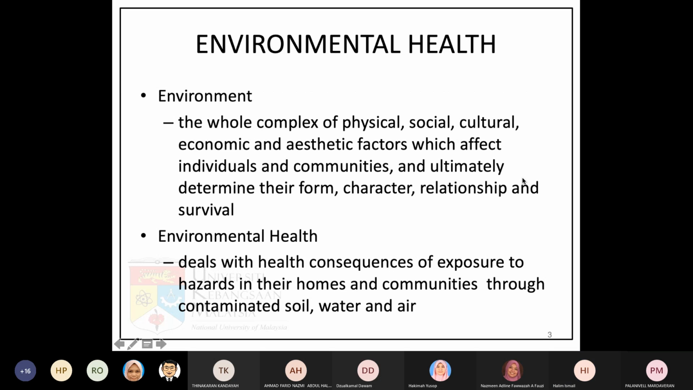Okay. So environmental health, basically environment is the whole complex of physical, social, cultural, economical, and aesthetical factors which affect individuals and communities and ultimately determine their form, character, relationship, and survival. Whereas environmental health deals with the health consequences of exposure to hazards in their homes and communities, to contaminated soil, water, and air. So in terms of environment, everything is mostly about soil, water, and air. If there is any contamination or hazard in there, okay.